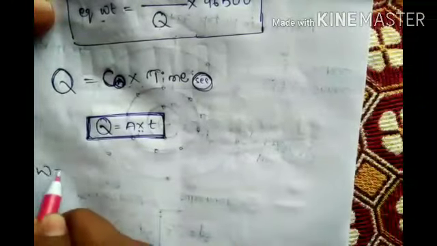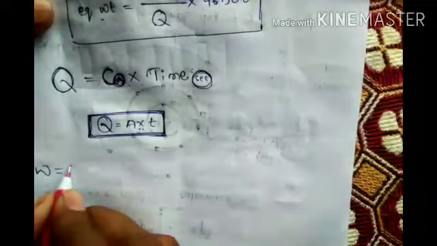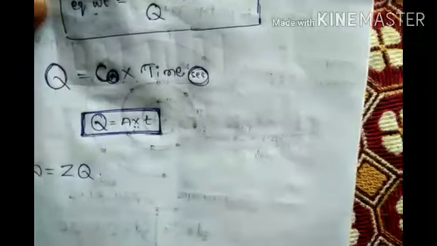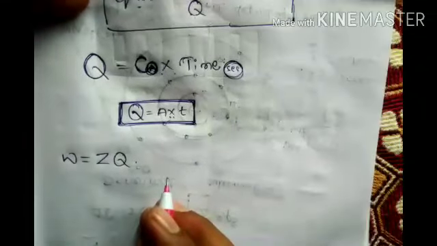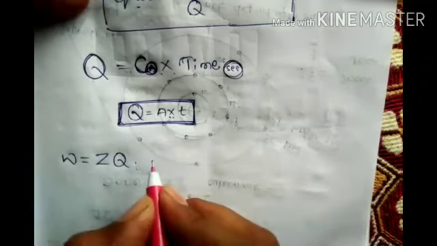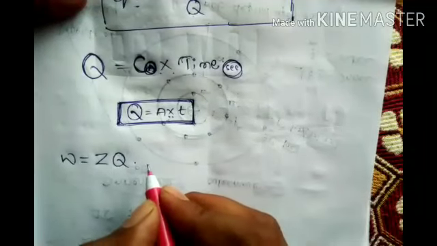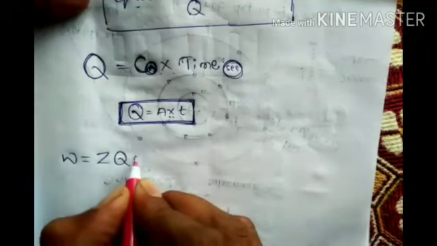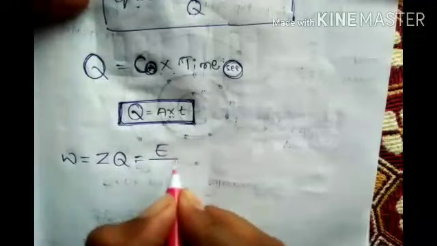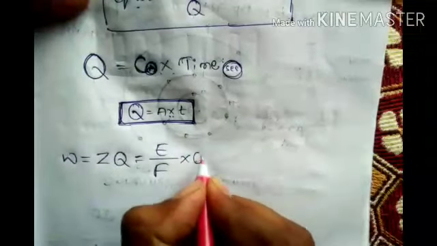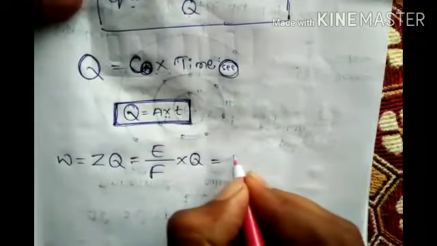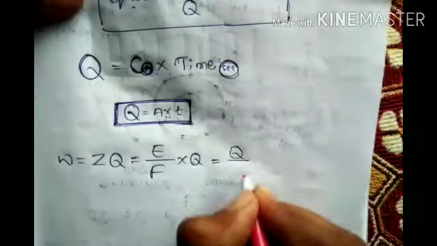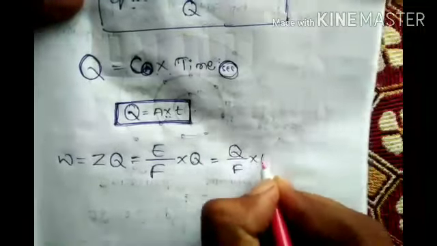W equals ZQ. Z is the constant of proportionality, right? Z equals E by F, where F is the electricity in Faradays. So it is E by F into Q. Next, Z value equals Q by F into E.